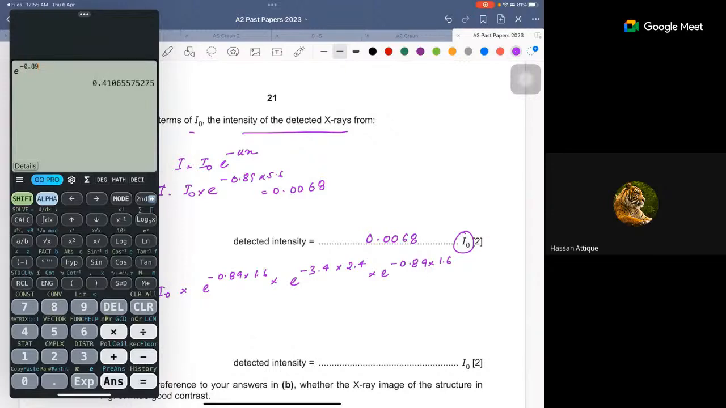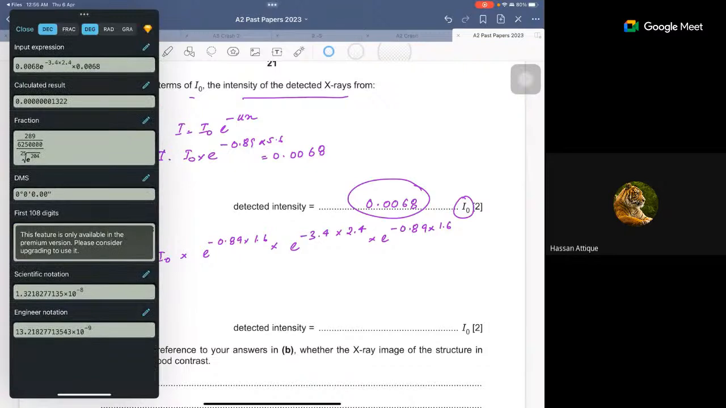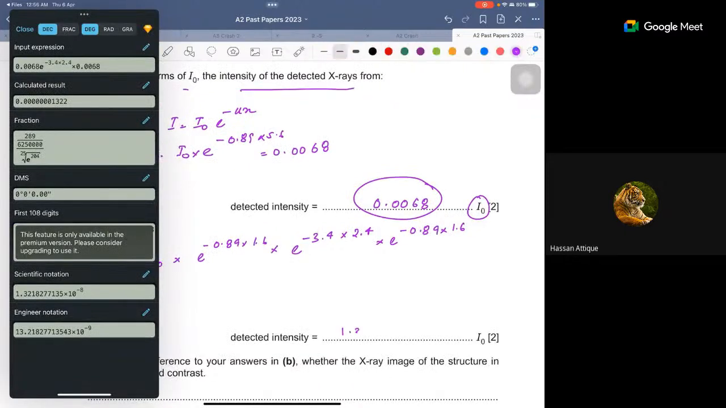We already have the 0.89 term, so why are we doing this? We can just do 0.0068 times e to the minus 3.4 times 2.4, and then multiply by 0.0068. So it's going to be, oh my God, I'm not writing this. Sorry. It's going to be 1.32 times 10 raised to minus 8.